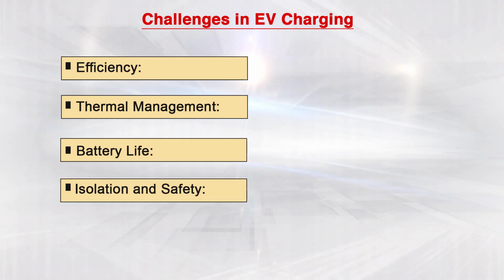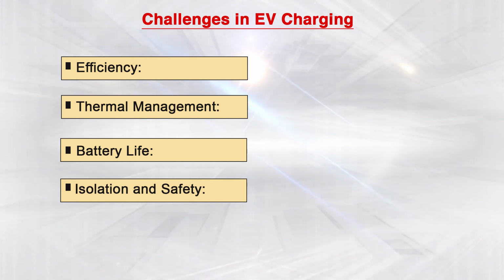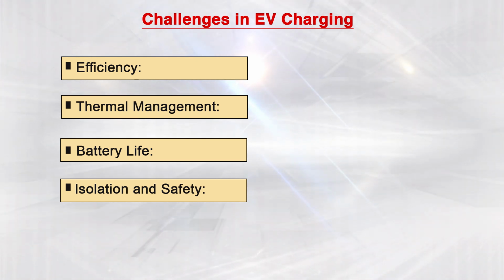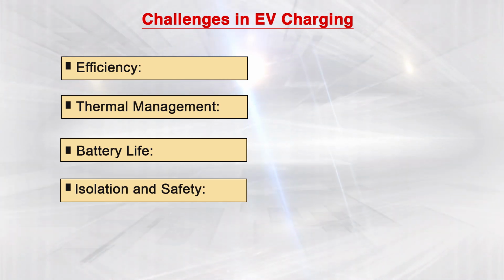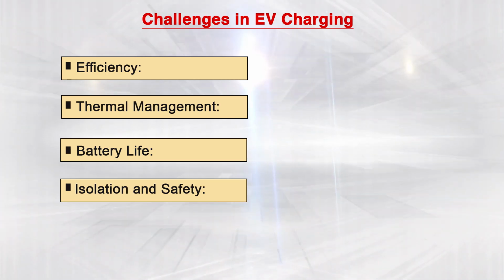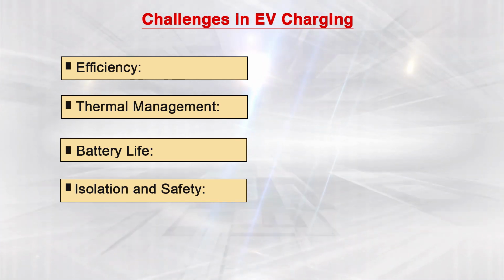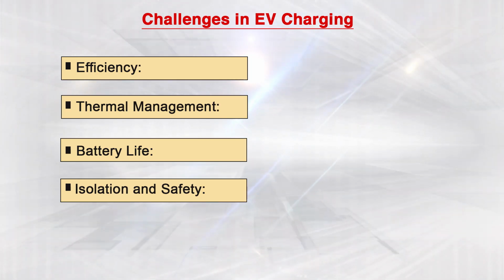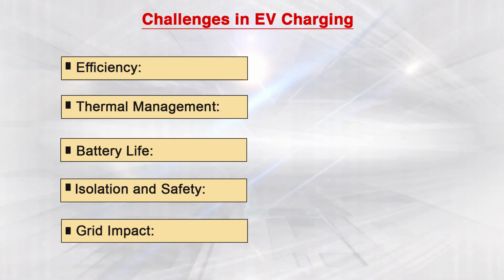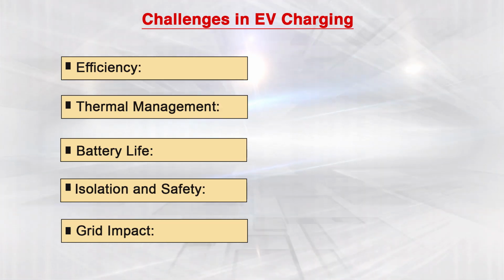Isolation and safety are very important when we are talking about fast charging. Whenever we are talking about DC fast charging, isolation and safety are important. People have given proper standards, and there are well established standards for safety and protection. Grid impact: managing the impact of large scale EV charging on the power grid.